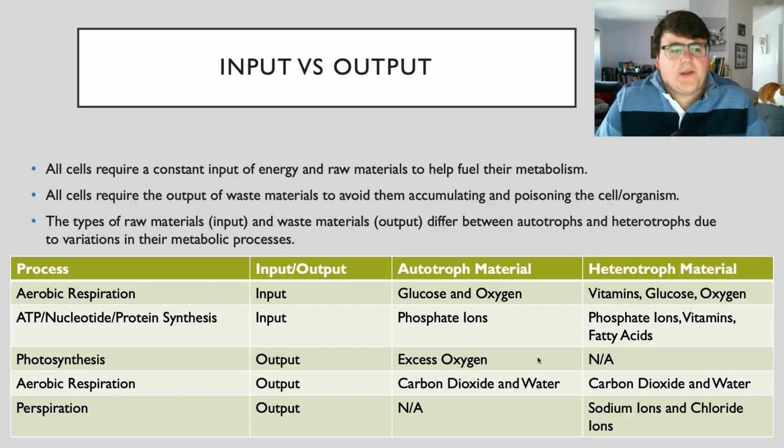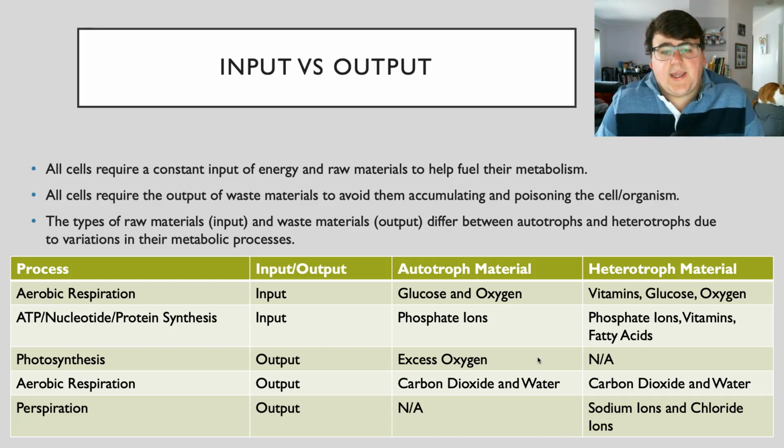Versus output. So as well as energy, our cells need other types of materials, so raw materials, to help fuel their metabolism. They also need to get rid of waste materials from the metabolism reactions. If we don't get rid of those waste materials, they accumulate in the cell or the organism, and they can poison that cell or organism.